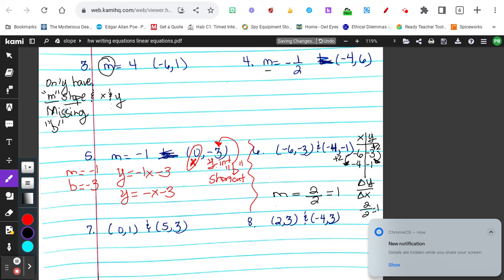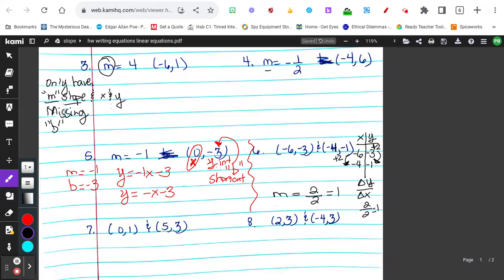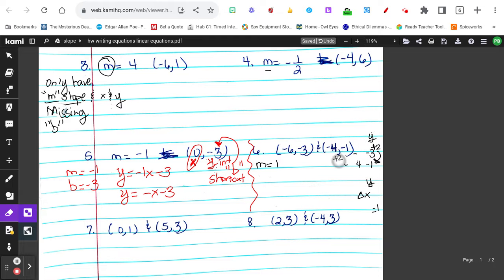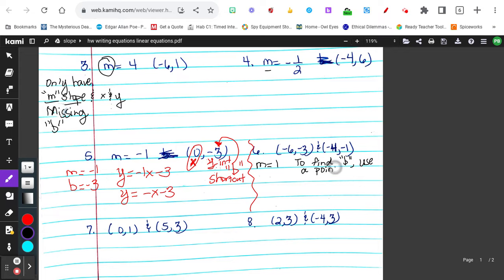A lot of students like the change of y over the change of x, put it in table form because you don't have to do any subtraction. It's less writing, actually. All right, so now I know my slope is 1. Now I just need to figure out my y-intercept. So we're going to use the same concept we used on numbers 3 and 4. And I'm having to erase because I don't have enough room. You can use either point. So to find b, your y-intercept, use a point, meaning 1, not both, and m.